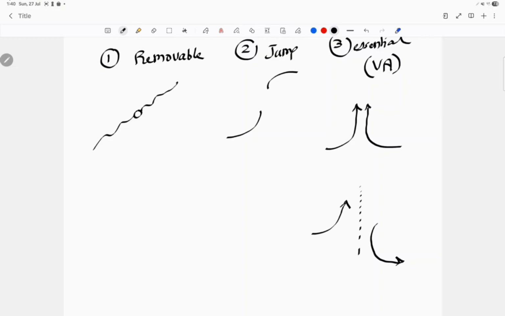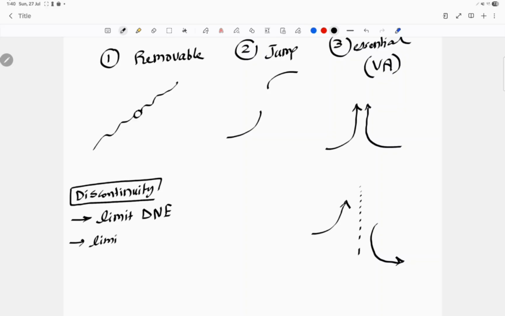Okay, we have three types of discontinuity. So what does it mean to have a discontinuity? It means one of two things. Either the limit does not exist, or the limit exists, but it's not equal to the function at that specific point.